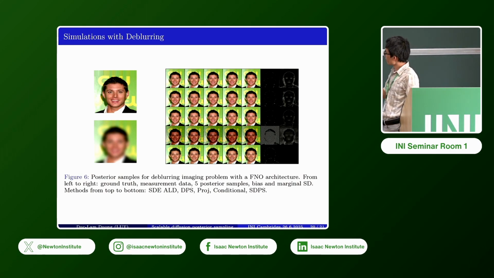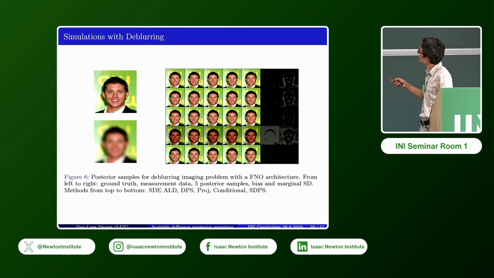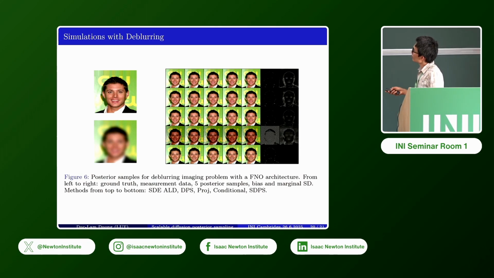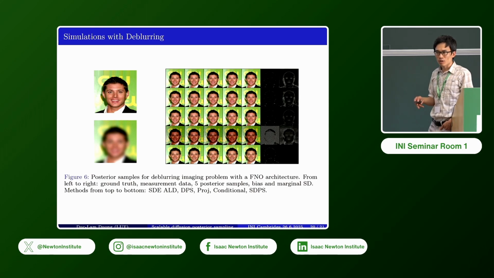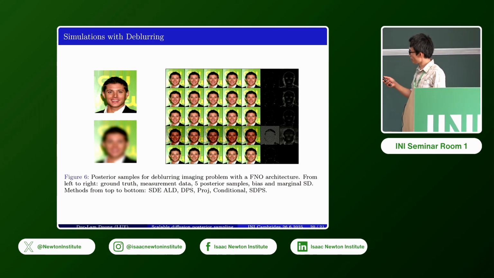Another example is the deep learning example. Again, we have the ground truth here, this measurement data, and the 5 posterior samples. Here is the bias and the standard deviation. The methods from top to bottom are the same as the previous example. And we also have the statistics comparisons and other comparisons, but you can also look them up in the paper.